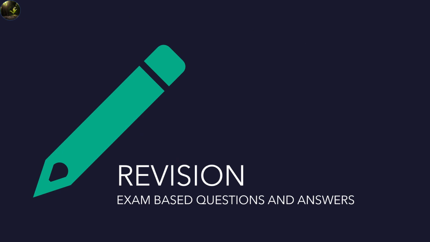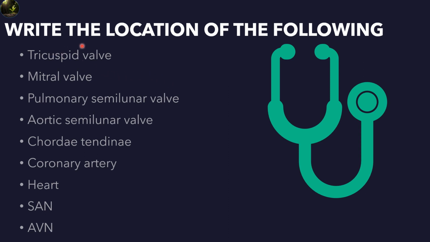Revision, exam based questions and answers. Write the location of the following. First one, tricuspid valve. It is located between the right auricle and right ventricle. Mitral valve, another name is bicuspid valve. It is located between the left auricle and left ventricle.